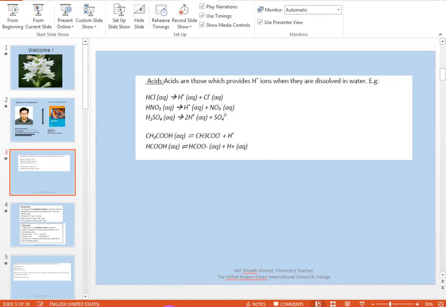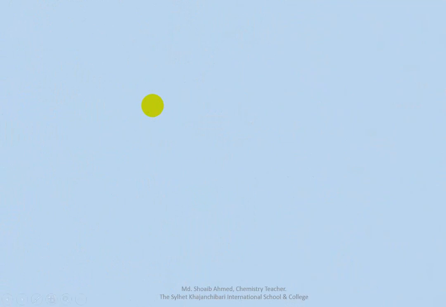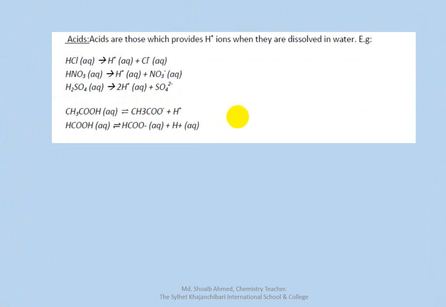So today's topic is acids, bases, alkalis, and finally titrations. Acids are those which provide H plus ions when they are dissolved in water. When these substances are dissolved in water, they produce H plus ions, like HCl produces H plus ion, nitric acid produces H plus ion and nitrate ion. Sulfuric acid produces two hydrogen ions. Okay, so this is acid. These are strong acids. They are fully ionized. This is a weak acid, acetic acid. This is a weak acid, partially ionized. This is the equilibrium sign. Acetic acid, formic acid, these are weak acids.